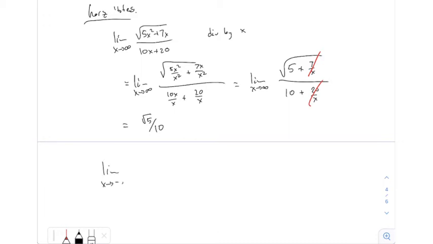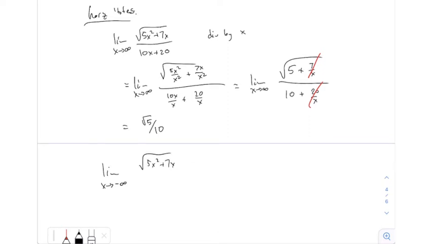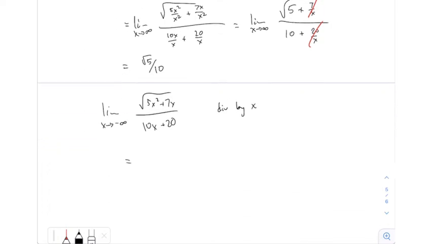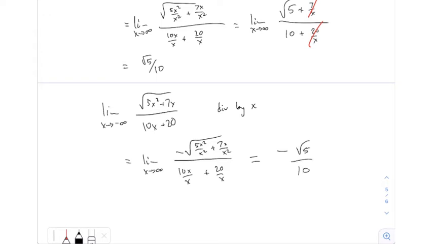We also need to consider that one. X going to minus infinity, and it's the same function, right? And we do the same thing, only this time we have to remember to insert the extra minus sign when we do the trick. So I am again dividing by X. This time the top picks up an extra minus sign. Minus root 5x squared over x squared plus 7x over x squared over 10x over x plus 20 over x. This all cancels out to negative root 5 over 10.